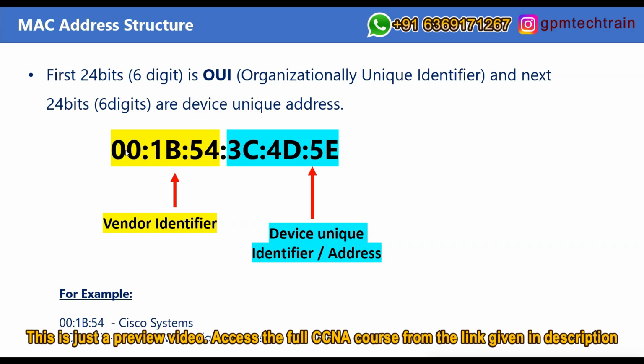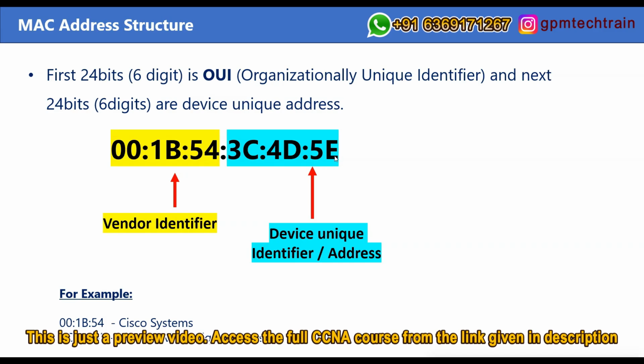All right, so this is the structure of the MAC address. I said overall it's 48 bits, and we have two parts in it, 24 bits and another 24 bits. The first 24 bits, or the first six digits, are your vendor identification number, and the last six digits are your device's unique address. For example, this is a sample MAC address that I have taken to show you.